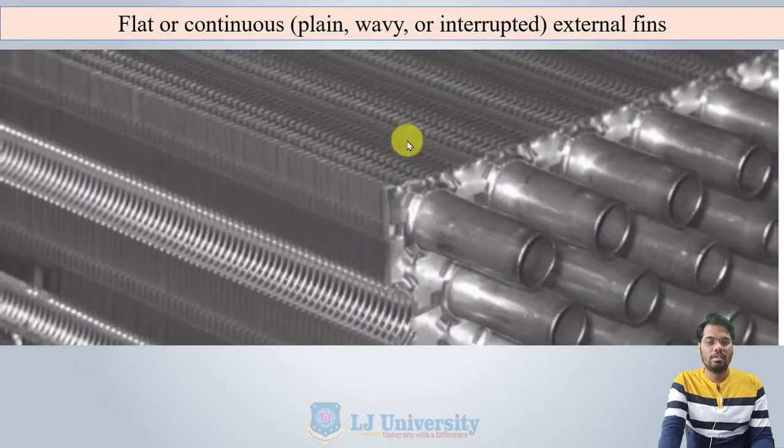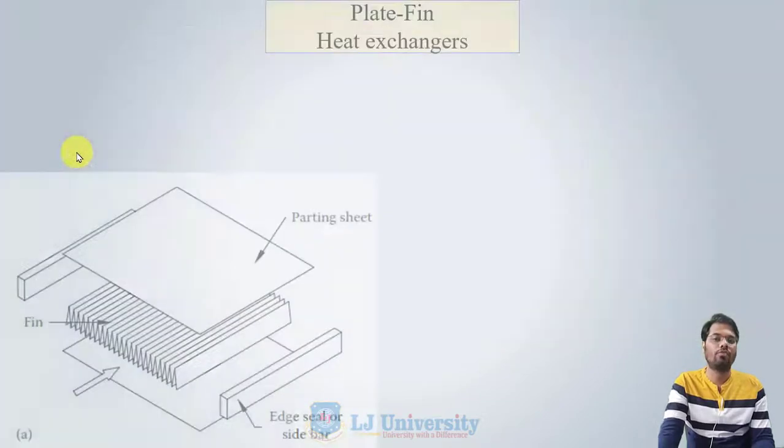Flat, or plain, wavy or interrupted external fins are also used. These are the zigzag extra areas which are attached to the fin to increase the surface area. So this is the tube fin heat exchanger.